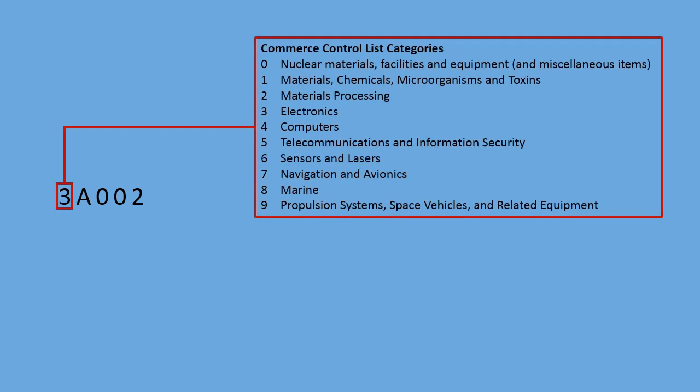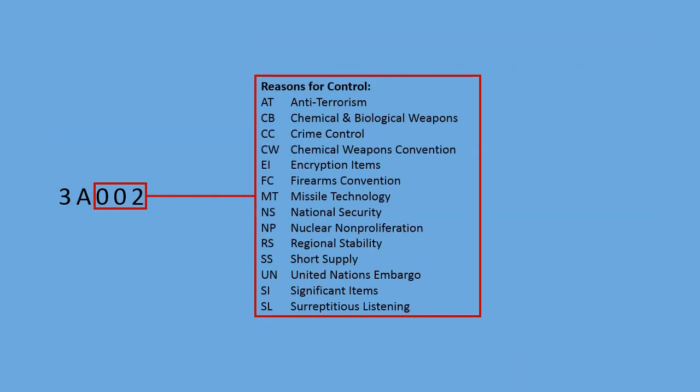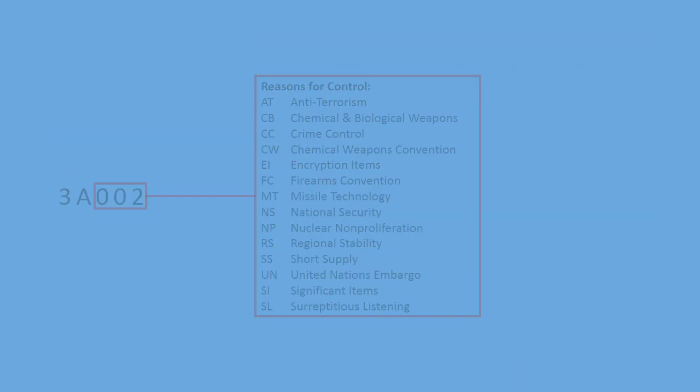An ECCN has 5 characters and looks like this. The first character represents the category. The second represents the product group. So this classification, 3A002, is for some sort of electronic system, equipment, or component. The remaining characters refer to the reasons for control, which we'll talk about in a moment.